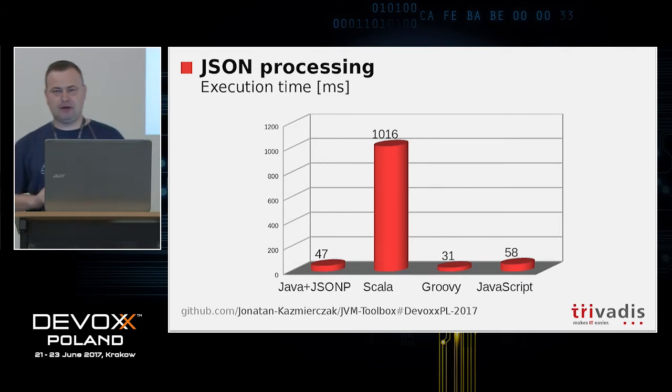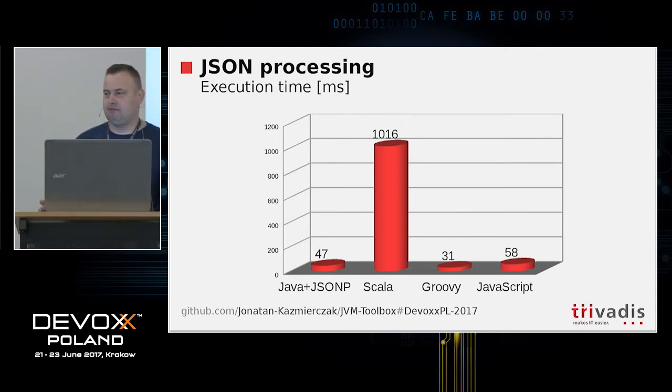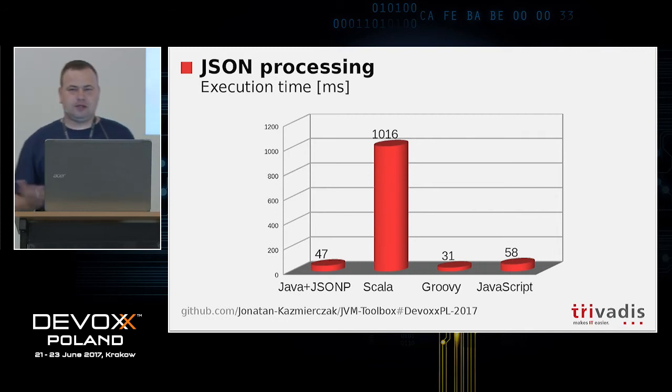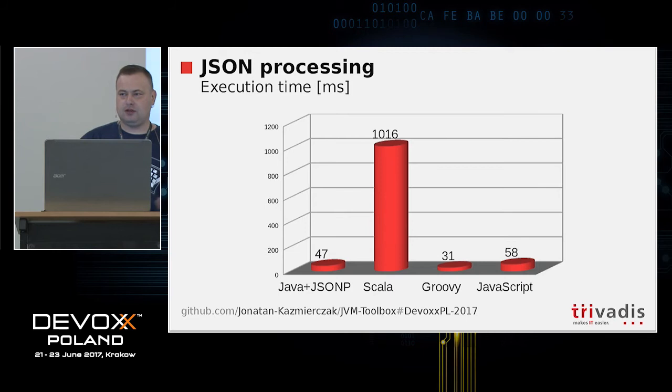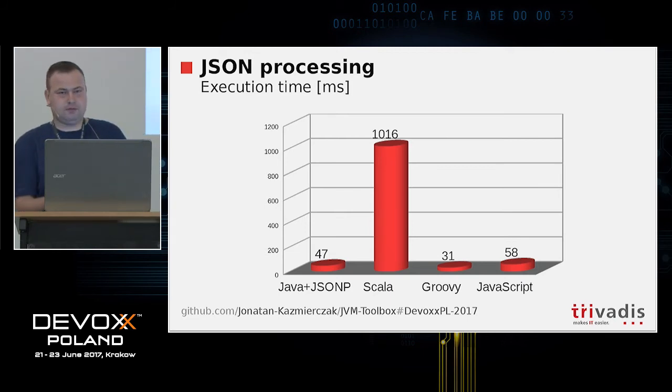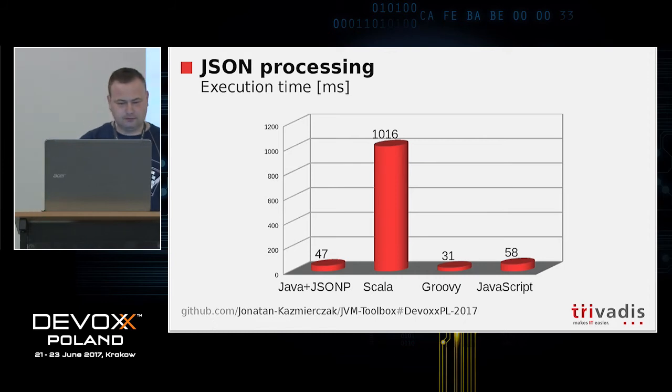Yeah, for me, there were a couple of surprises. First of all, which one is the fastest? It's Groovy. How is it possible? It's dynamic. It does so many determinations at runtime. But still, for JSON processing, it's the fastest.